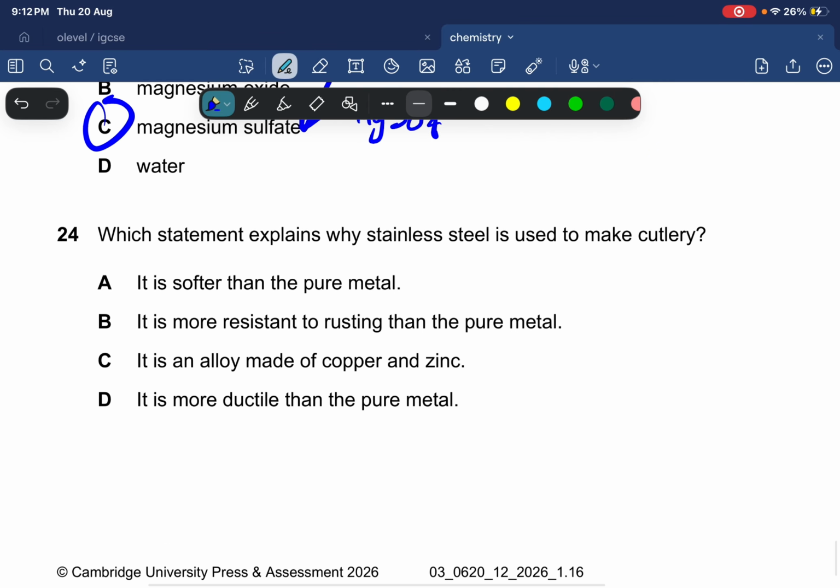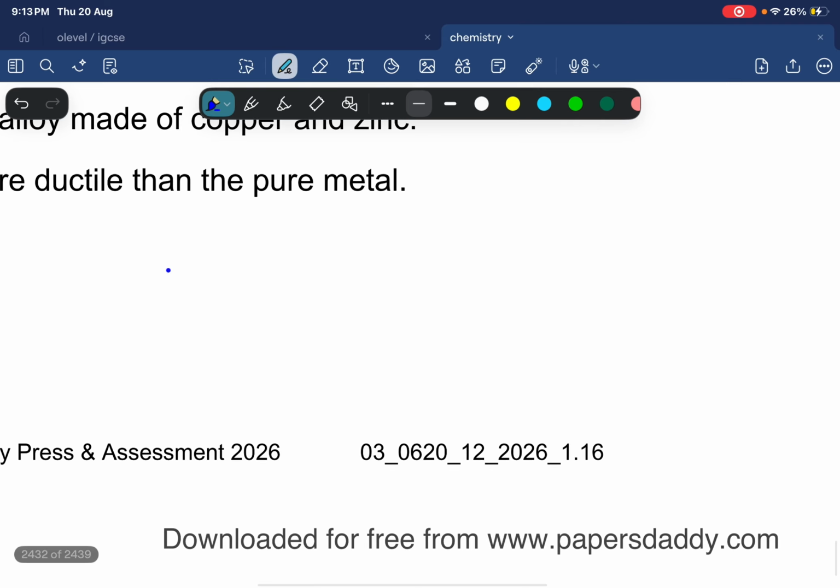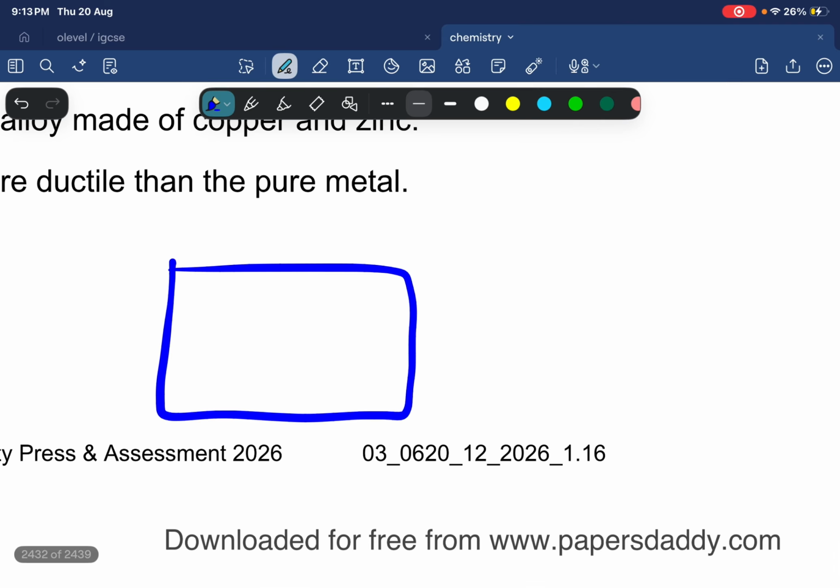Which statement explains why stainless steel is used to make cutlery? It is softer than pure metal? No. Stainless steel is stronger. It is more resistant to rusting than pure metal. Yeah, that's correct. Why? Because steel is basically when you add carbon to iron.